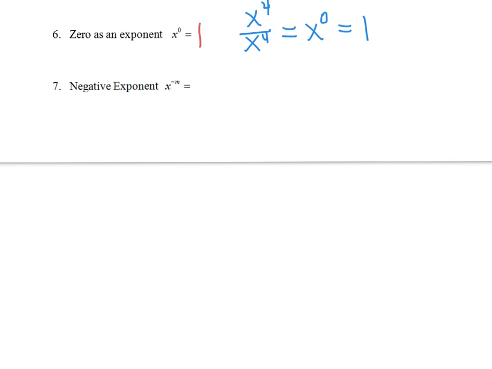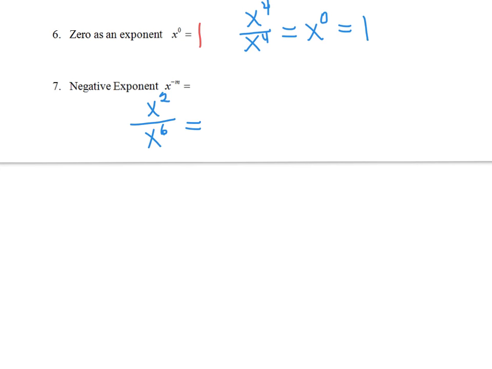Anytime we raise anything to the 0 power, the result is 1. The only exception to that is 0 to the 0 power doesn't actually have an answer. It's called indeterminate. A negative exponent is the result of taking a smaller exponent in the numerator and dividing by a larger exponent in the denominator.